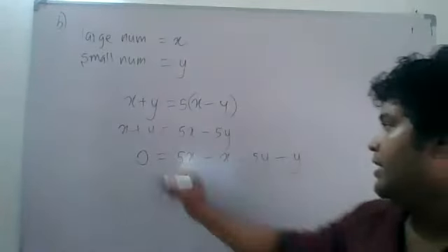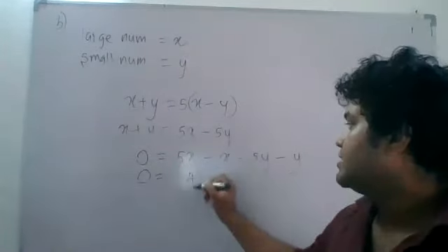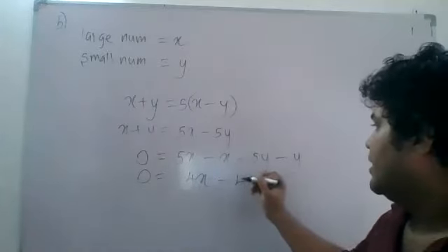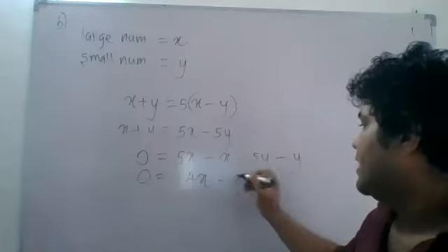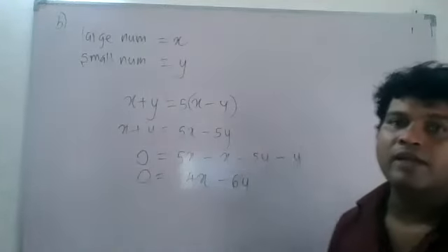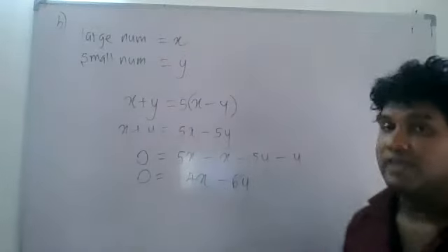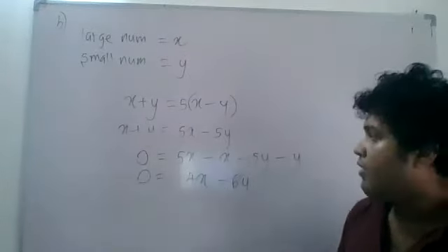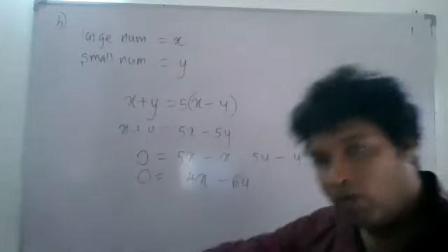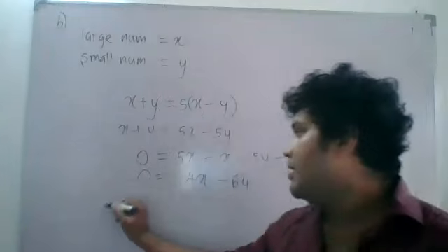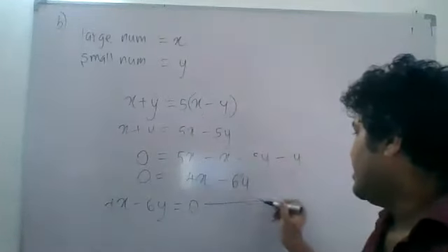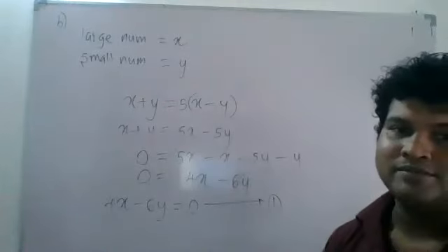Right. What are the answers? 4x minus, it's 4y, sorry, 6y. The reason: minus 5y minus y, you know, minus 5y minus y is minus 6y. However, in the equation, you have to write that equation in order. You know the order. 4x minus 6y equal to 0 is the equation number 1.